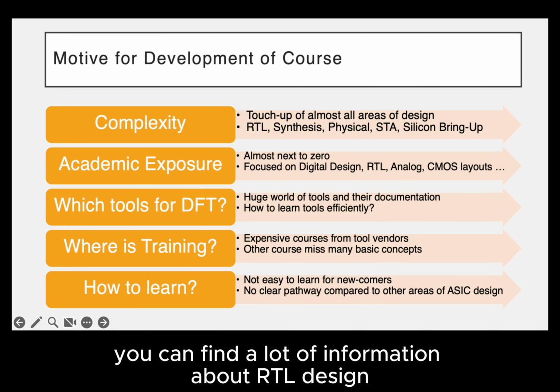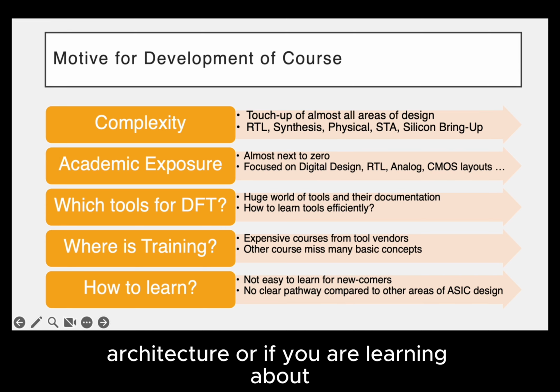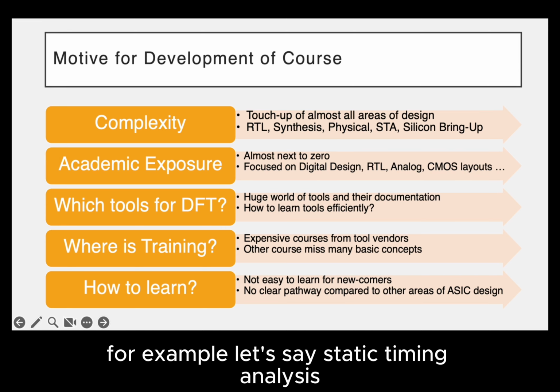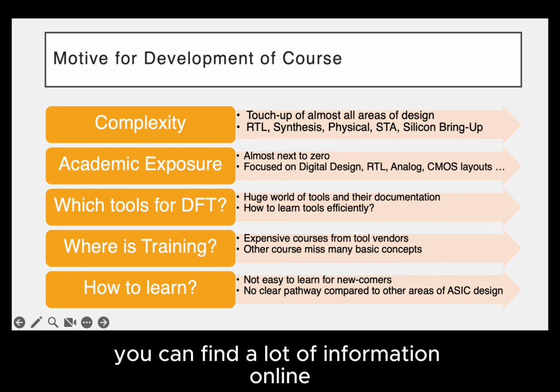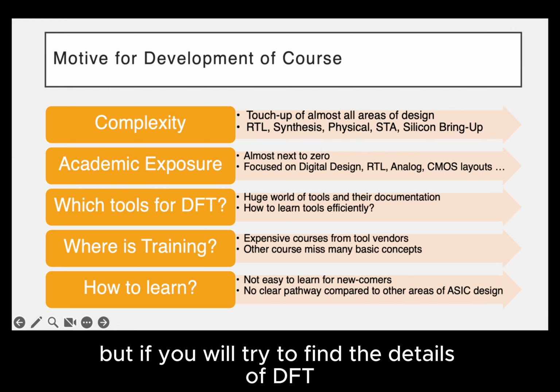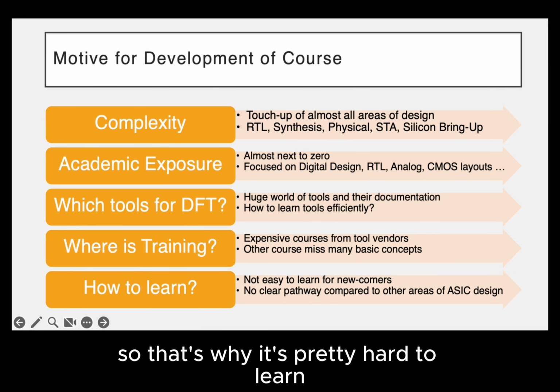For example, you can find a lot of information about RTL design, or learning about architecture, or, let's say, static timing analysis. Those kinds of topics have a lot of information online. But if you try to find the details of DFT, you will not find as much as in other areas. So that's why it's pretty hard to learn.